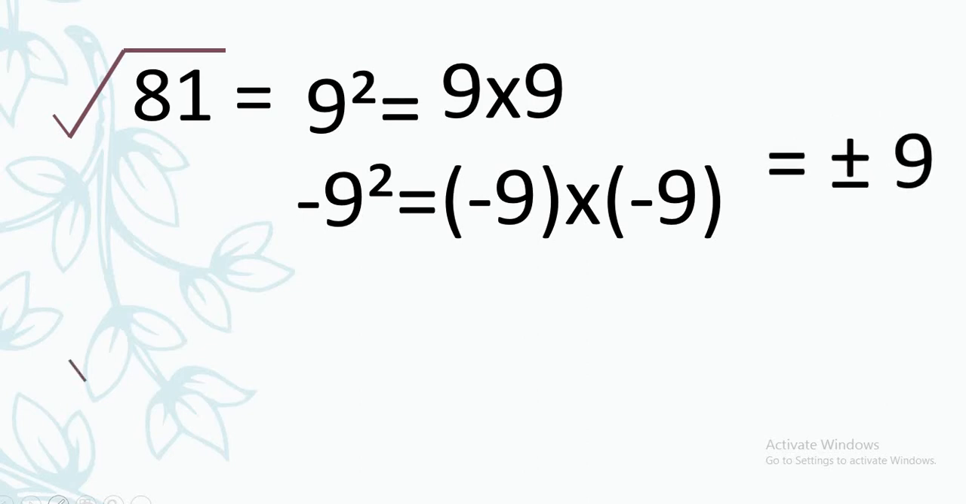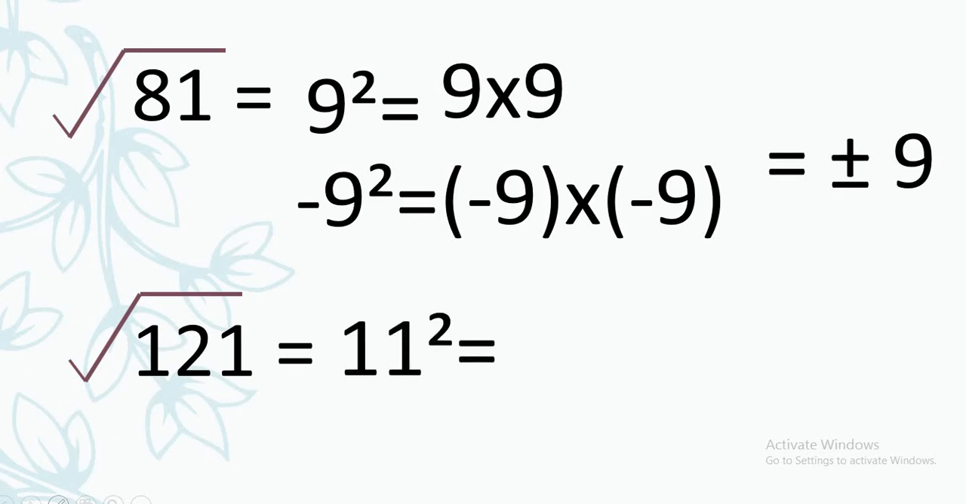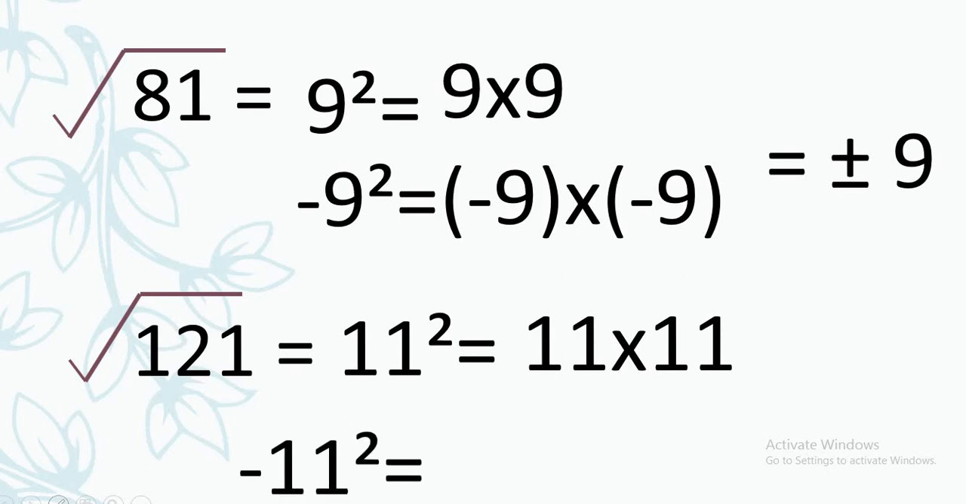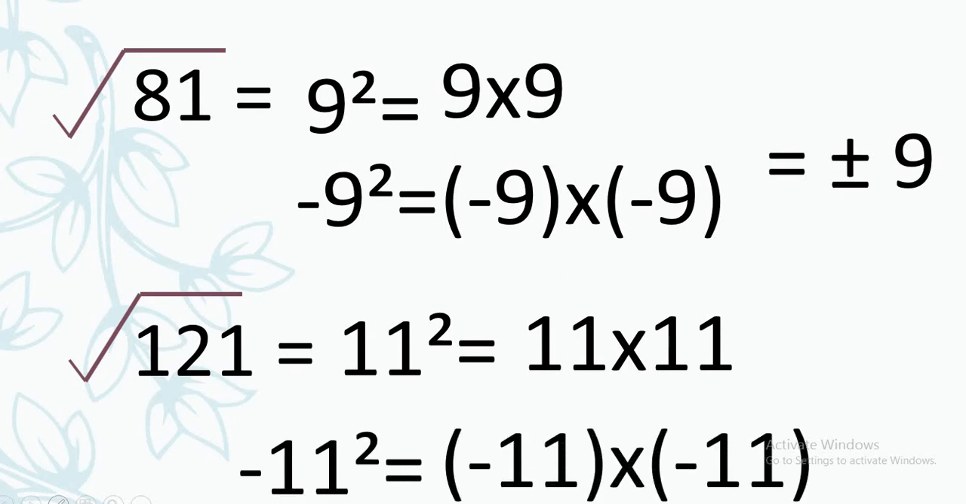Another example, a very easy number, 121. Square root of 121. So we all know that the factor of 121 is 11. So the number squared that equals 121 is 11 squared, or we can simply write it as 11 times 11. What else? Negative 11 squared, so that is negative 11 multiplied by negative 11. So therefore, square root of 121 is equal to positive, negative 11.